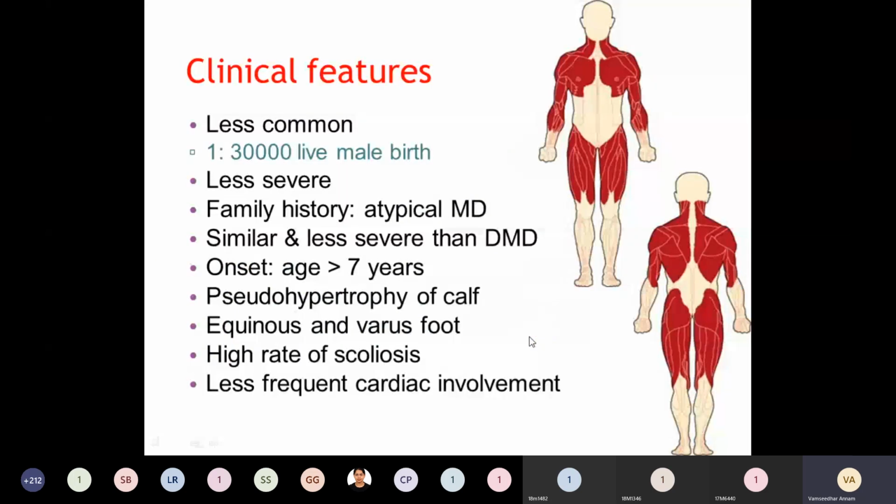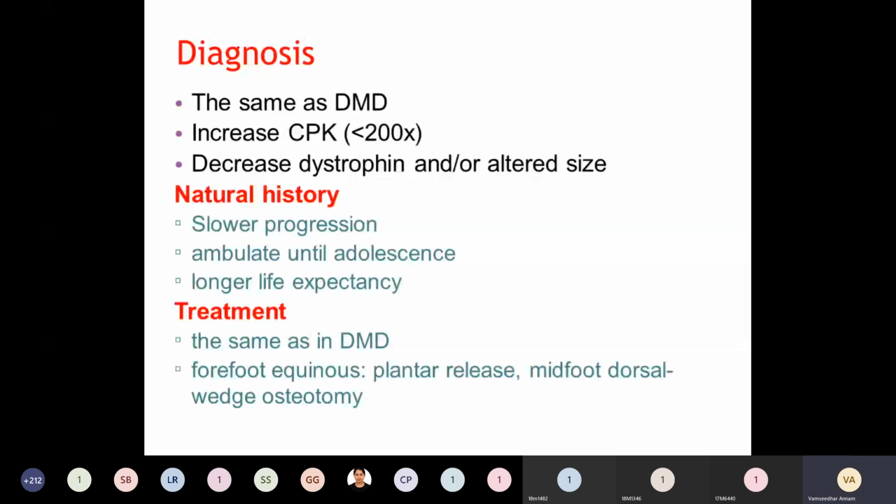Clinical features. Family history of atypical muscular dystrophy, similar but less severe than Duchenne muscular dystrophy. Pseudohypertrophy of calf muscles is seen. Equinus varus of the foot. High rate of scoliosis. Less frequent cardiac involvement. Its diagnosis is the same as Duchenne muscular dystrophy, wherein there is a decrease in dystrophin and an increase in the CPK. Natural history shows slower progression, ambulating until adolescence.